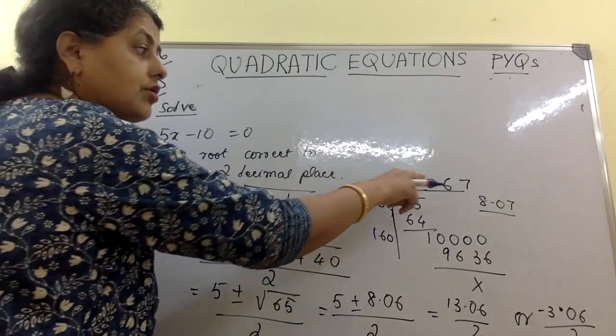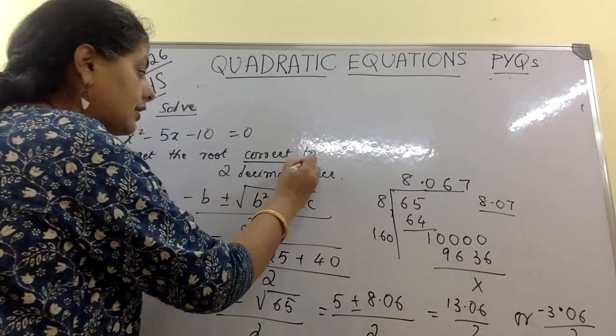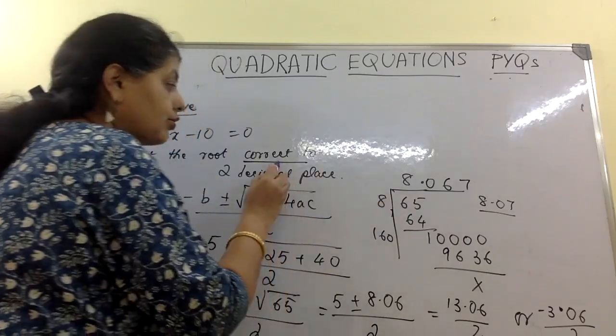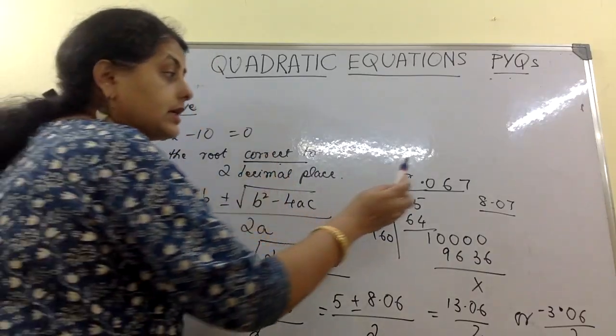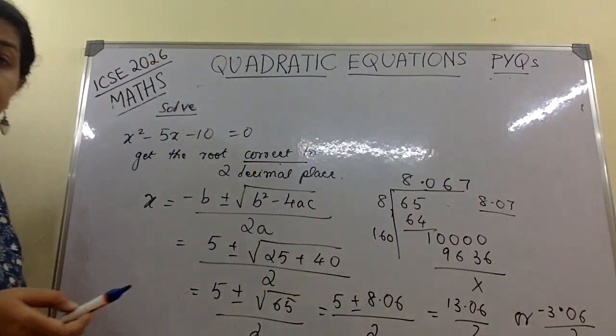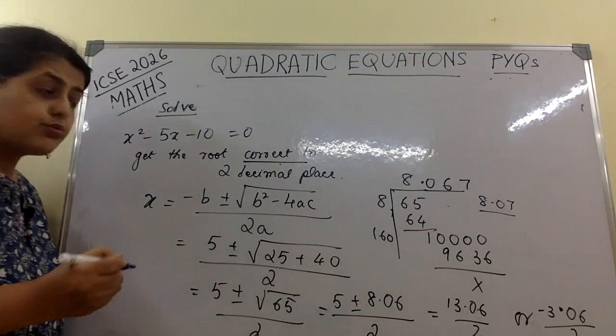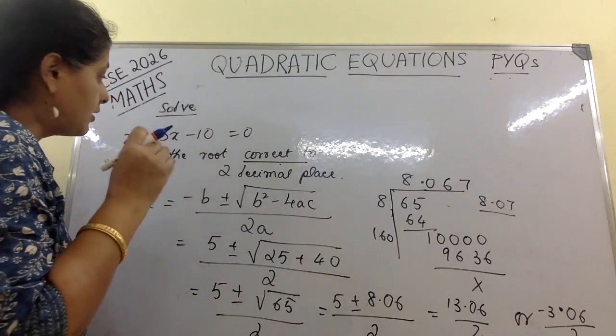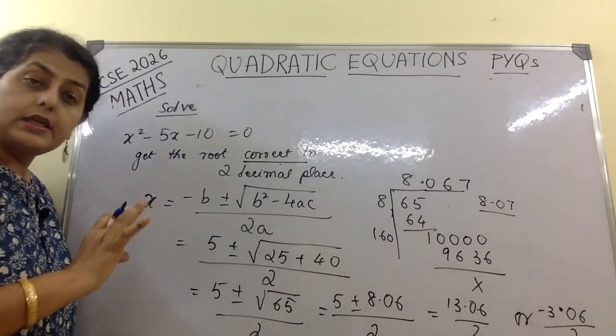That is why I stopped at this point. Otherwise, correct to 2 decimal places means you find one more number and then round it off. Okay, so this was the one sum very commonly asked.